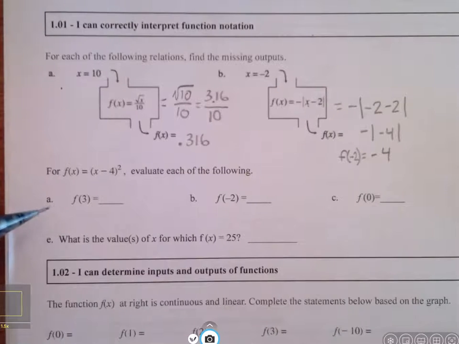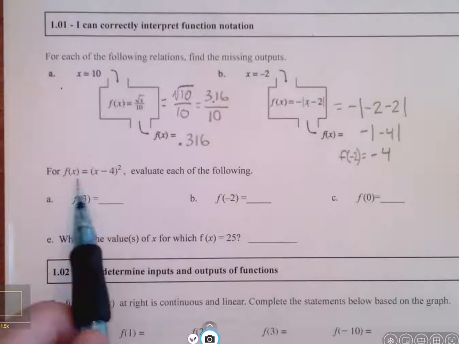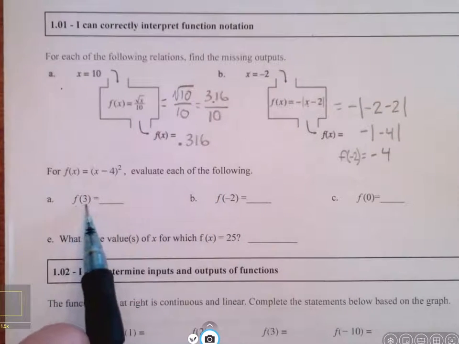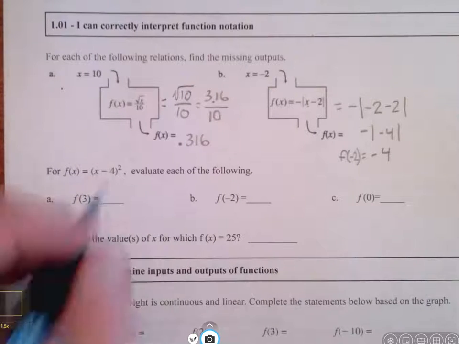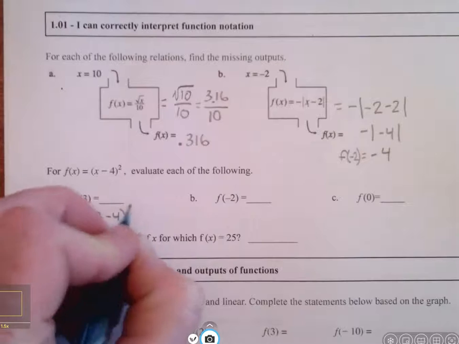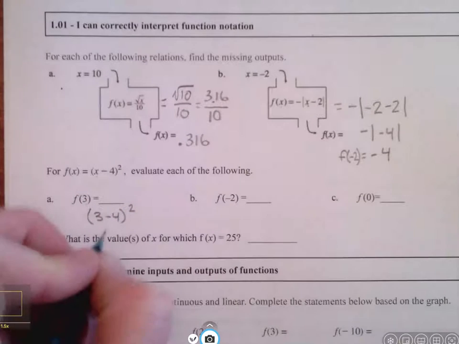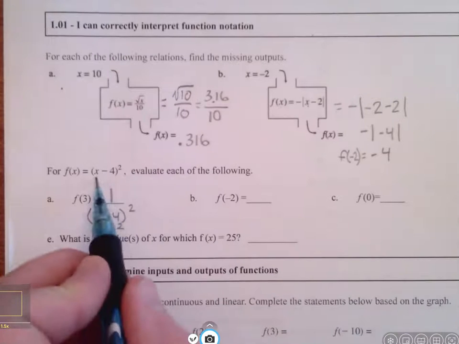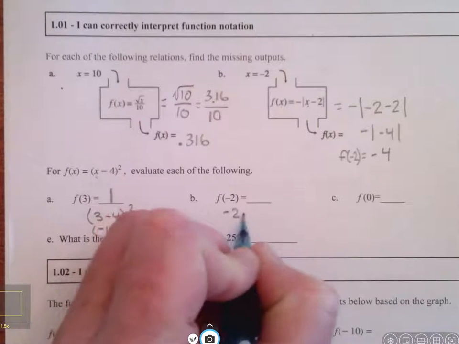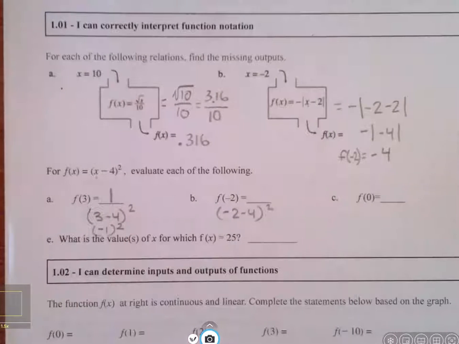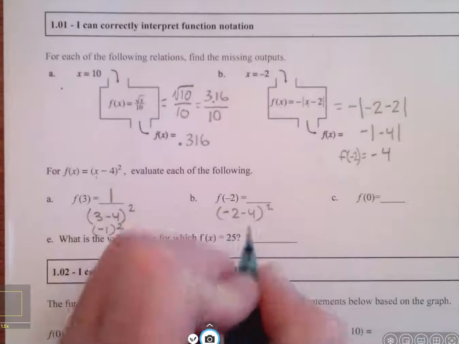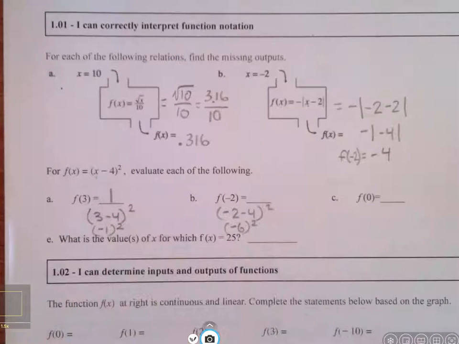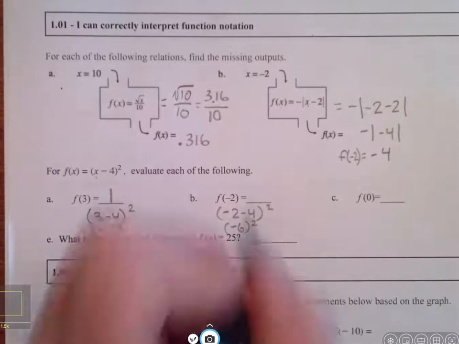All right, down here, for f of x, this function, evaluate each of the following. f of 3. So again, I'm going to substitute 3 in there. So I have 3 minus 4 squared. 3 minus 4 is -1 squared. -1 squared is just -1 times -1, which is a positive 1. f of -2, so I'm going to substitute -2 in for x. -2 minus 4 squared. -2 minus 4 is -6 squared. -6 times -6 is a positive 36.